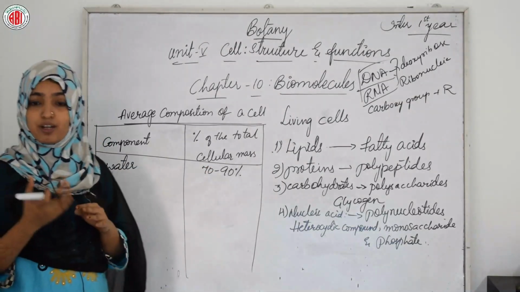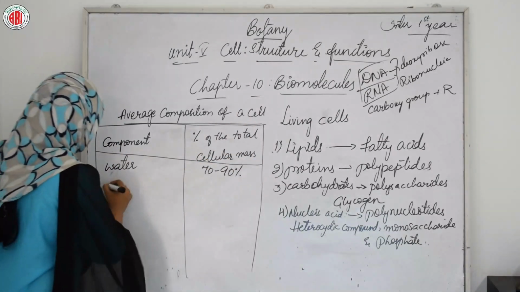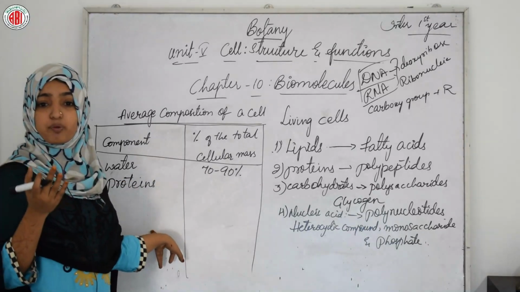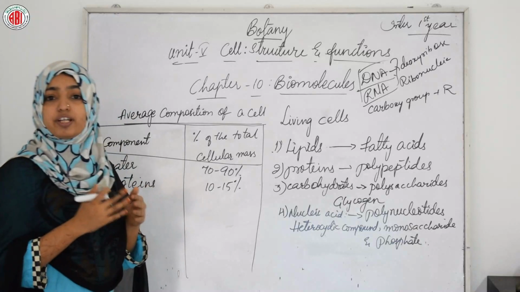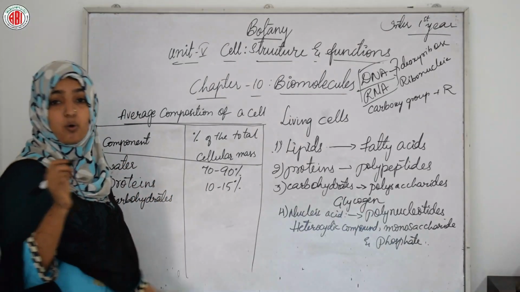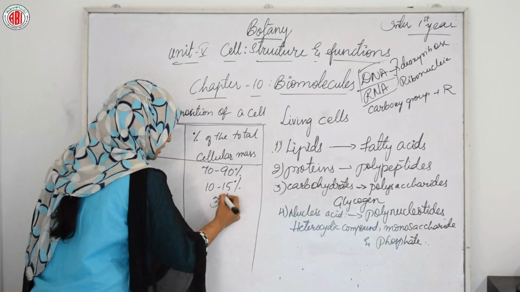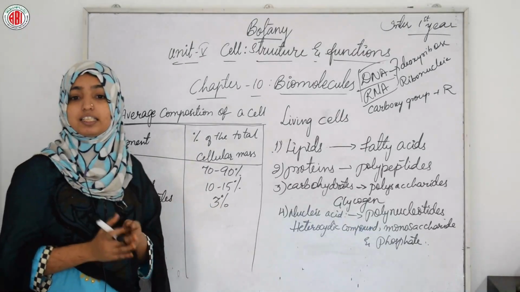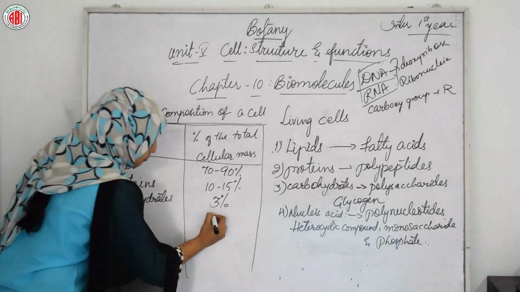If we proceed further, we can see our biomolecules. Let us start with the proteins. In our living cells, the composition of proteins will be around 10 to 15%. If we go towards the carbohydrates, we can see that only 2 to 3% of carbohydrates will be present in a living cell. And if we proceed further, we can see that the composition of lipids in a living cell will be around 2%.